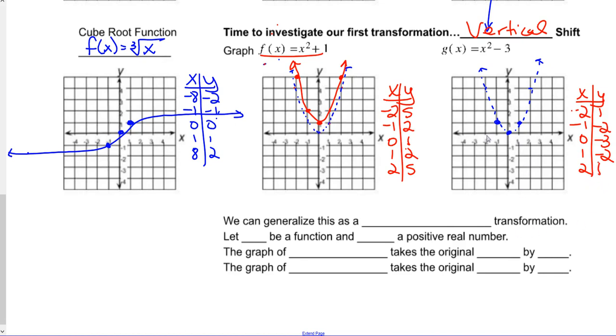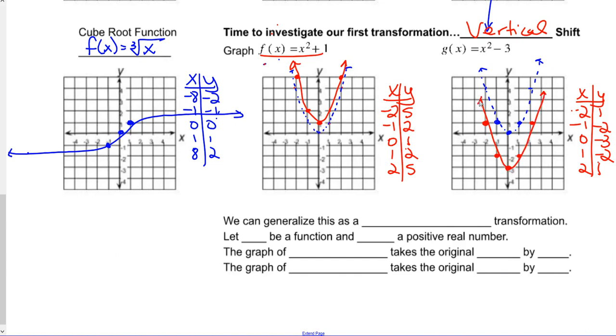So if I graph -2, 1, then I have -1, -2, then I have 0, -3, then I have +1, -2, and +2, 1. I end up with this parabola. Whoops, I think I'm off just slightly. I can't see that. Let's try that again. All right, I get that parabola.